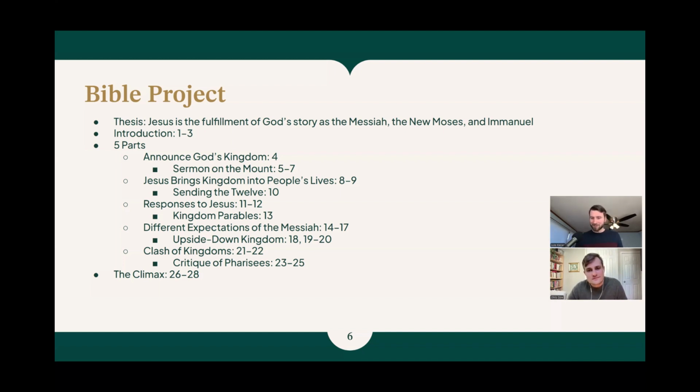So this is a common structure. They're not just pulling this out of nowhere. It's very common to break Matthew up into these five parts.